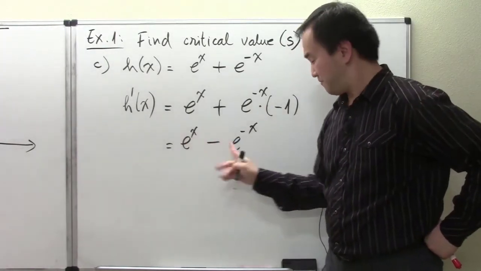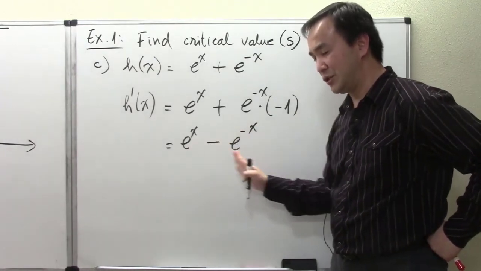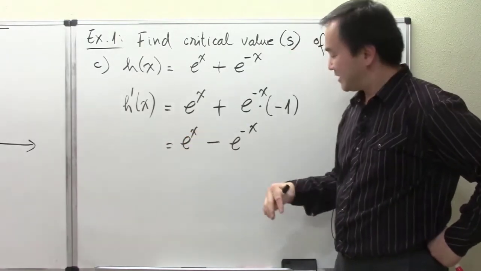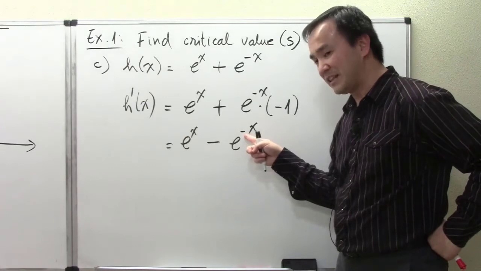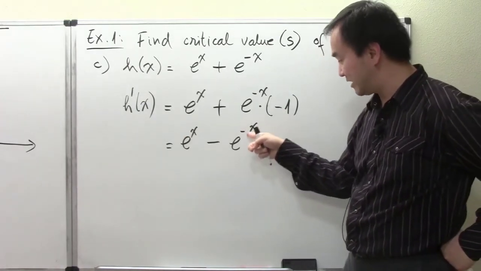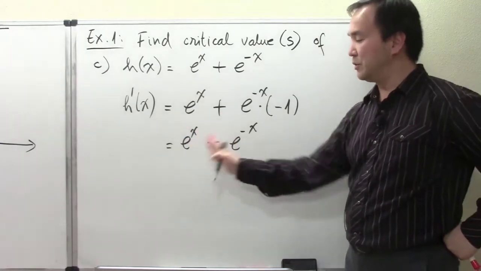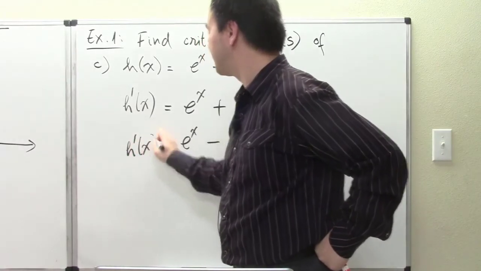Now be careful. It's e to the minus x here versus e to the x. So these two will not cancel. I've had students in the past mistakenly cancel out these two because they didn't realize there was a negative sign right here. So watch out for that. This is e to the negative x. This is e to the x. Subtraction between them, so still two separate functions. And this is our h prime of x.